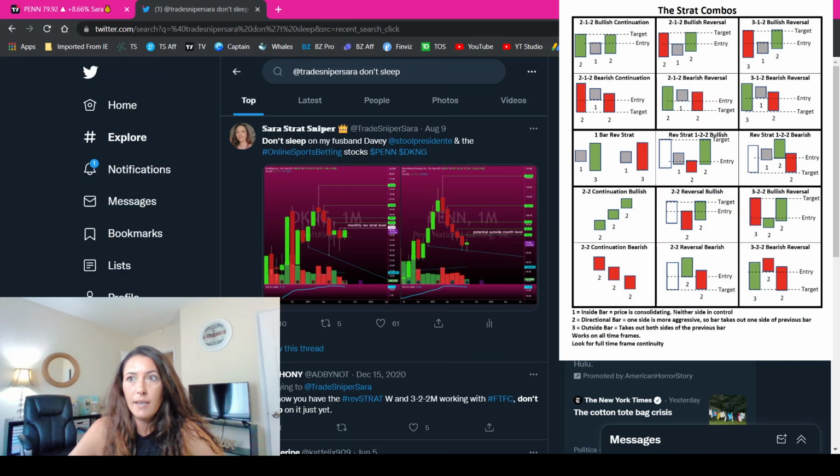A real easy way to know the difference between a reversal and a continuation is corrective activity. Reversals have had corrective activity or a pullback or a TTO, some sort of healthy corrective activity in the form of a pullback before trend resumption. So this sheet, the Strat combo sheet, very important.